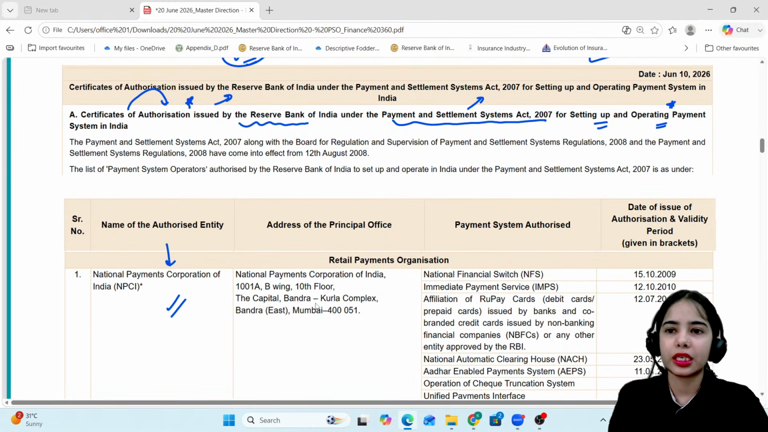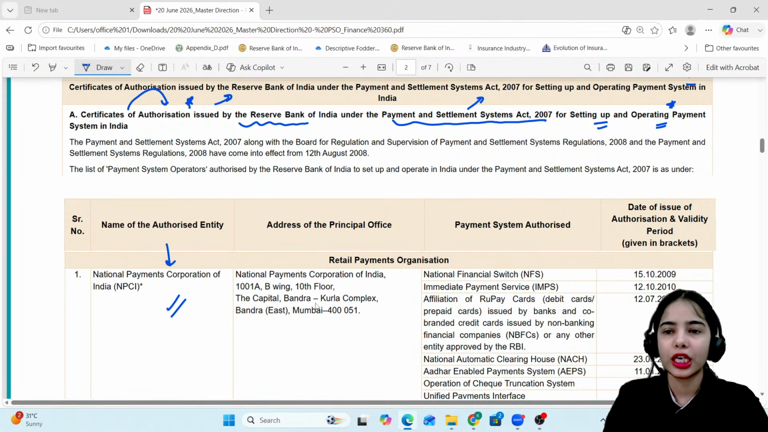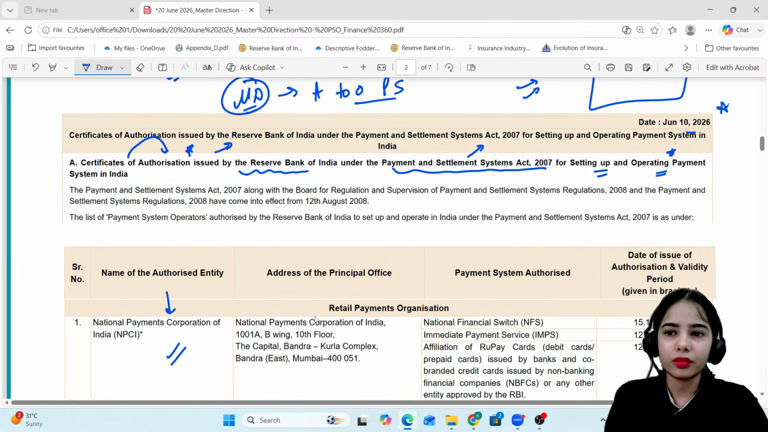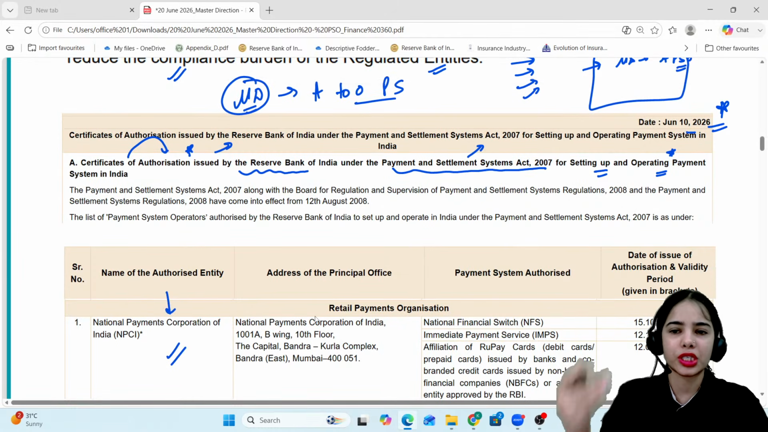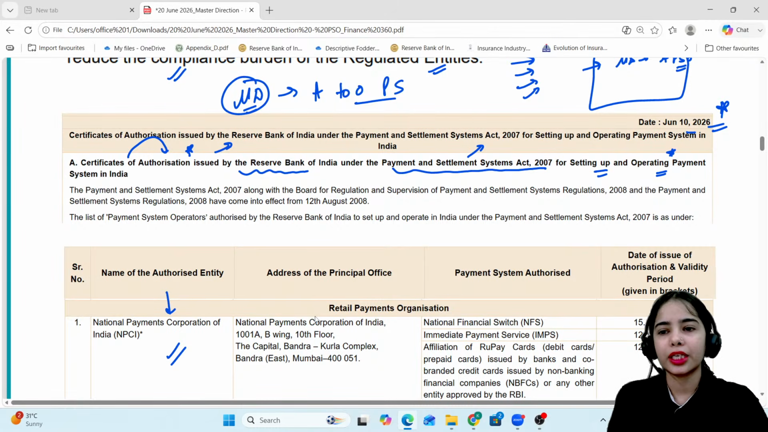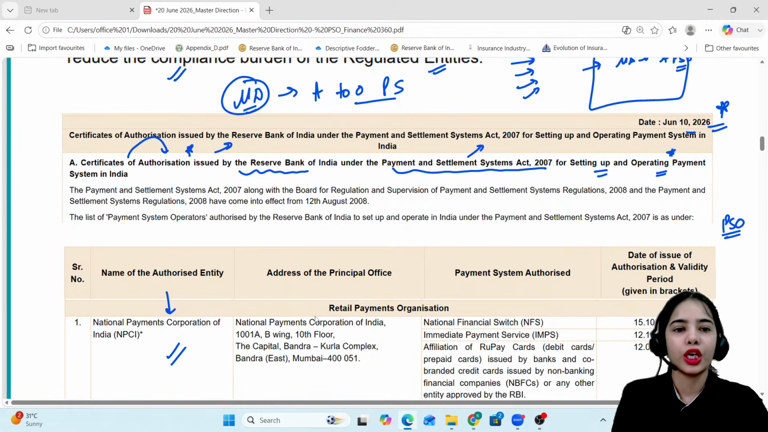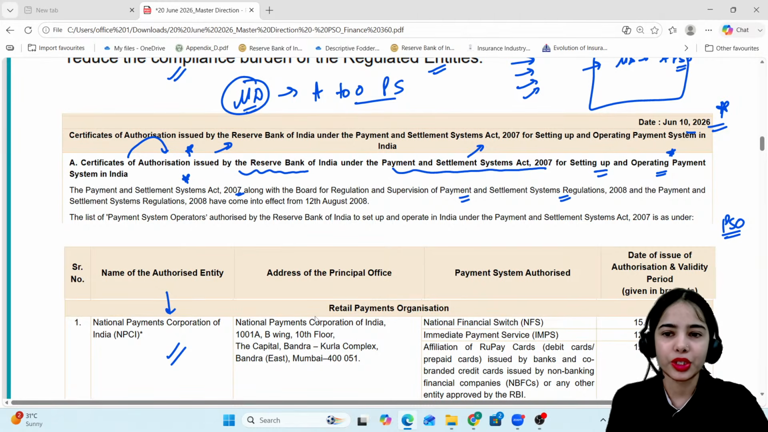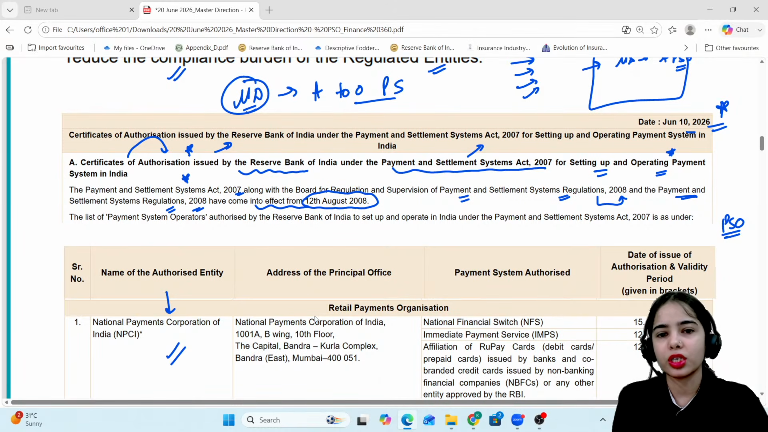Now this list is as of June 10, 2026. So this list is also new, and you do not have to remember the list. This is just an example so that you have the idea of who the payment system operators are. Okay. So, the Payment and Settlement System Act 2007, along with the Payment and Settlement System Regulations 2008, has come into effect from August 12th, 2008.